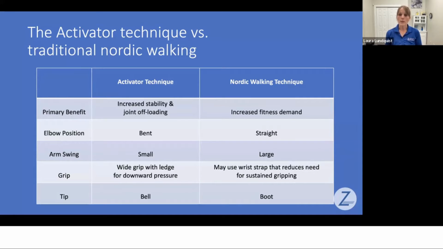And then finally, in the Activator technique, we would use a bell bottom on the bottom of the pole, which is more like the kind of bottom that you see on the bottom of a cane. Whereas in the Nordic walking technique, we're going to use more of a boot that's a more slender shape, and it's designed to sort of angle because we're planting the pole back behind us instead of in front of us. So those are the two different techniques.